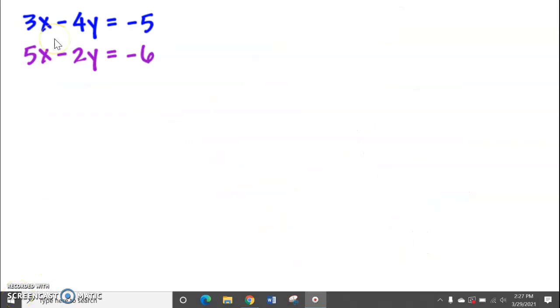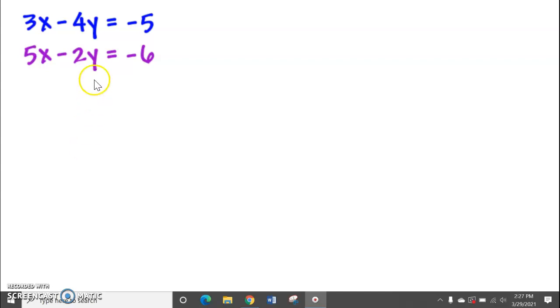We have 3x minus 4y equals negative 5, 5x minus 2y equals negative 6. Notice there are no values of x's or y's that I can zero out. There are no opposites. So here is what you need to do. You're going to stop the video. You are going to try to solve this system of equations using elimination.